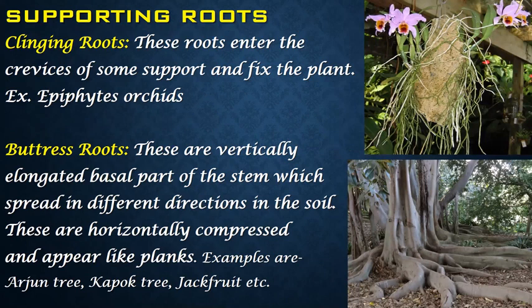Buttress roots. These are vertically elongated basal parts of the stem which spread in different directions in the soil. These are horizontally compressed and appear like planks, providing support to a big plant or tree. Examples are Arjun tree, kapok tree, jackfruit tree, etc.